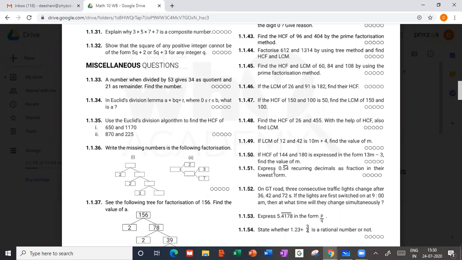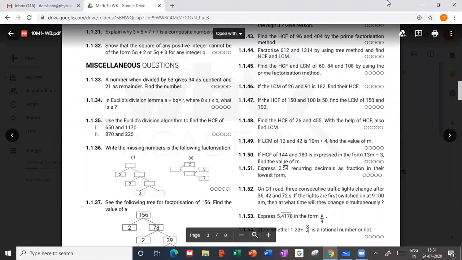Maybe first we find the HCF. The 50th one. Yeah, Rishit, tell me. I think first we find the HCF and then whatever the answer is, we equate it to that. Awesome, that's correct. So you'll find the HCF of 144 and 180 by prime factorization and then equate that value with 13m minus 3. So you'll get the value of m.